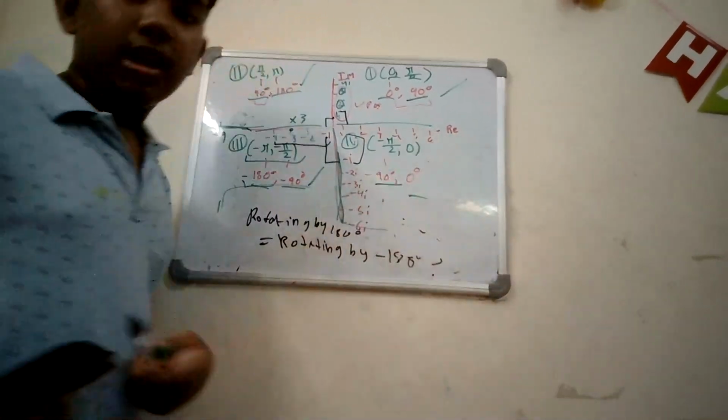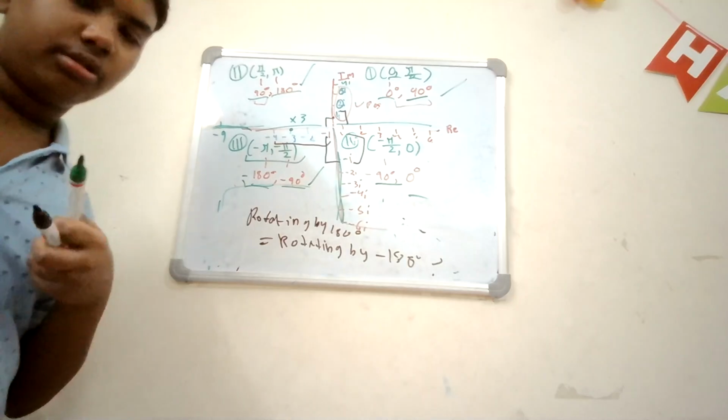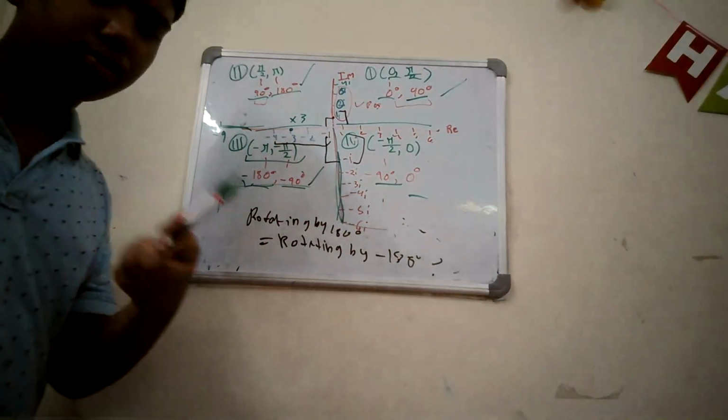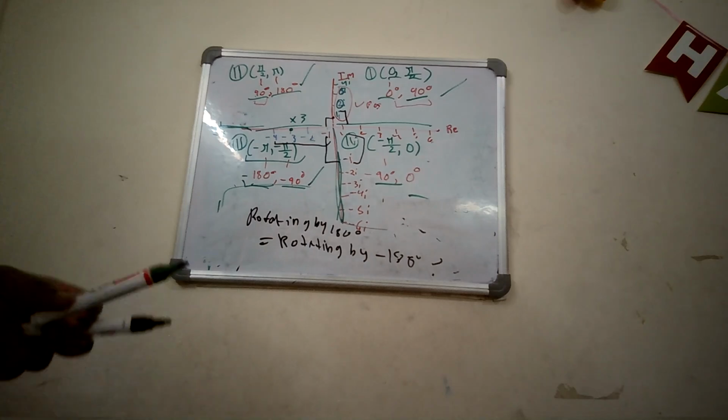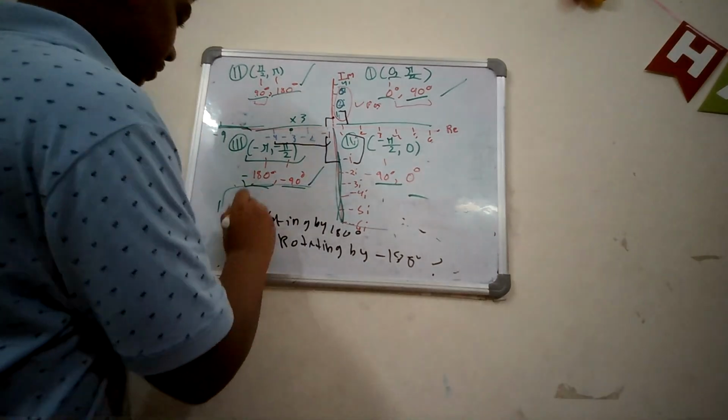It doesn't make sense. Because rotating 360 degrees, or negative 360 degrees, or any multiple of that, will give us equal to rotating 0 degrees. So that's why rotating by this is equal.